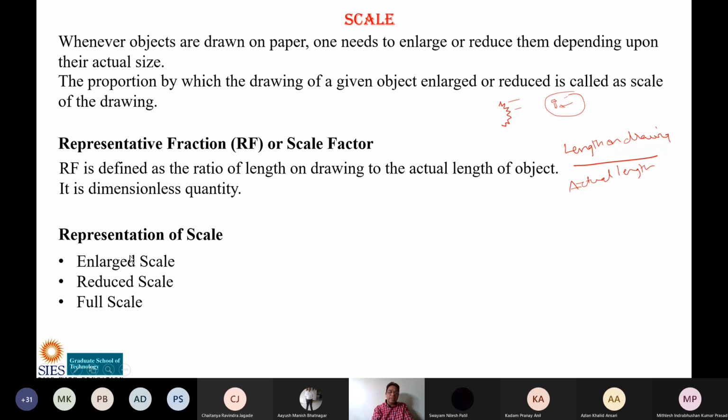Now, how do we represent this scale? We represent this scale as enlarged scale, reduced scale, or full scale. Just now I told you, it can be enlarged scale, it can be reduced scale, or it can be as it is, full scale. जितना है उतना draw करना है.